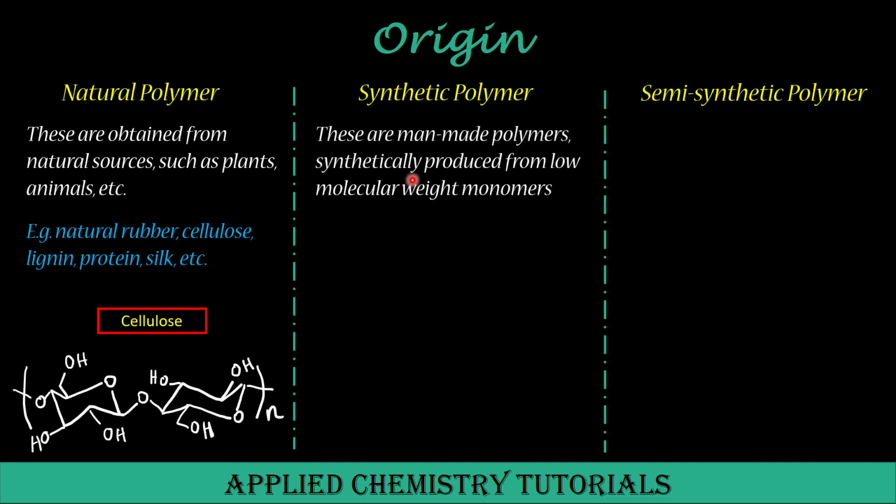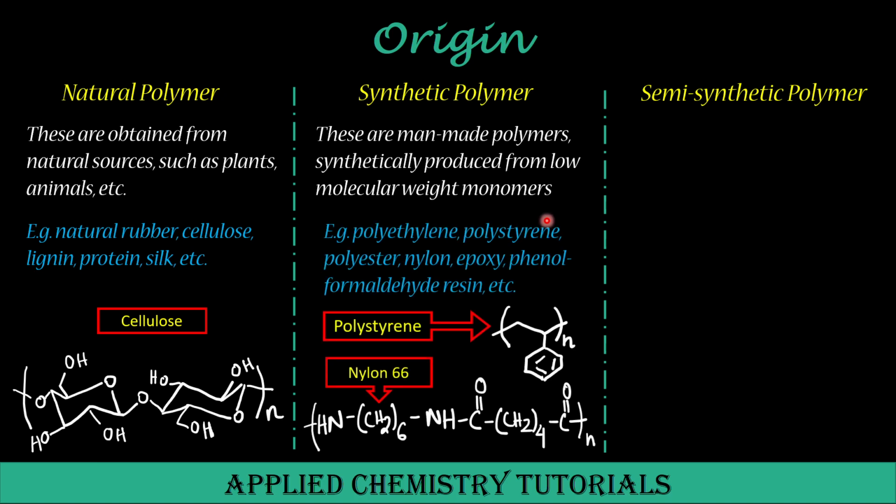Then synthetic polymer, these are man-made polymers synthetically produced from low molecular weight monomers. Examples are polyethylene, polystyrene, polyester, nylon, epoxy, phenol formaldehyde resin, etc. Polystyrene structure and nylon structures are provided here.